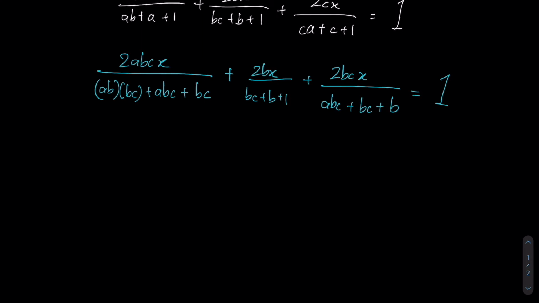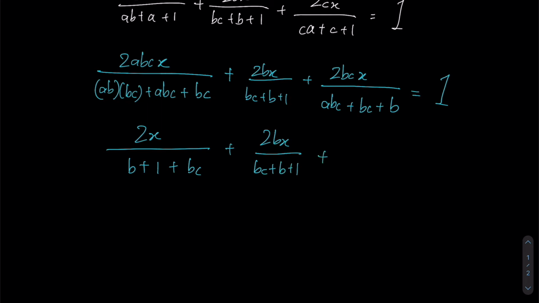Right? And therefore, this will be what you'll be left with. Alright, and for my second fraction, it stays the same. And for my third fraction, I see another instance of the product of A, B, and C, and therefore I can replace it as well. So that will give us 1 plus BC plus B equals to 1.